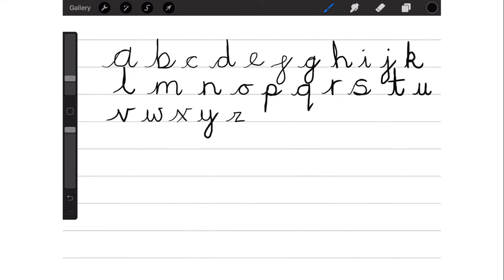So there are our precursive letters. But there is one way you can write in alphabet order. If not, you could write them completely differently. So you might want to write the ascenders first, or the ladder letters that are sometimes called.